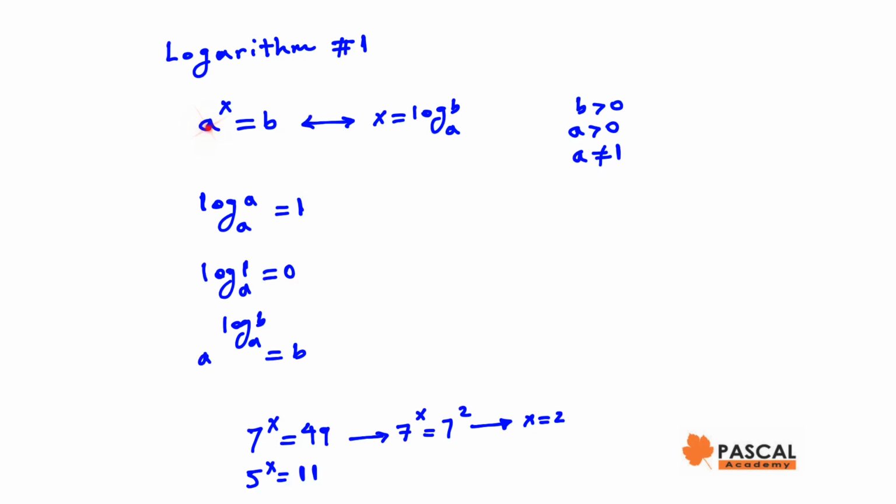Definition. If a to the power of x is b, with the assumption that a is positive, b is positive, and a is not 1, x is log of b base a. And the other way around, because it is a definition, that means a to the power of x equals b is exactly the same as x equals log of b base a.